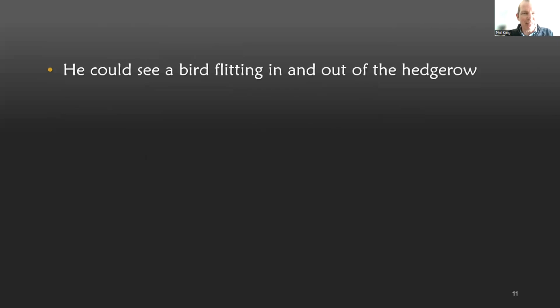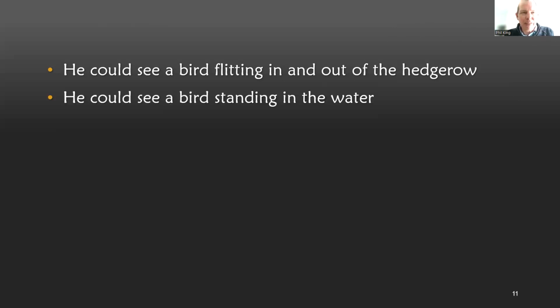these contexts. First of all, if you say he could see a bird flitting in and out of the hedgerow, to our mind, we are now thinking of that sort of small bird with the small beak and small short tail. But if I say he could see a bird standing in the water, maybe you have a different prototypical bird that comes to mind. For me, it's something like a flamingo or a heron that comes to mind straight away, with long legs and probably a longer beak.